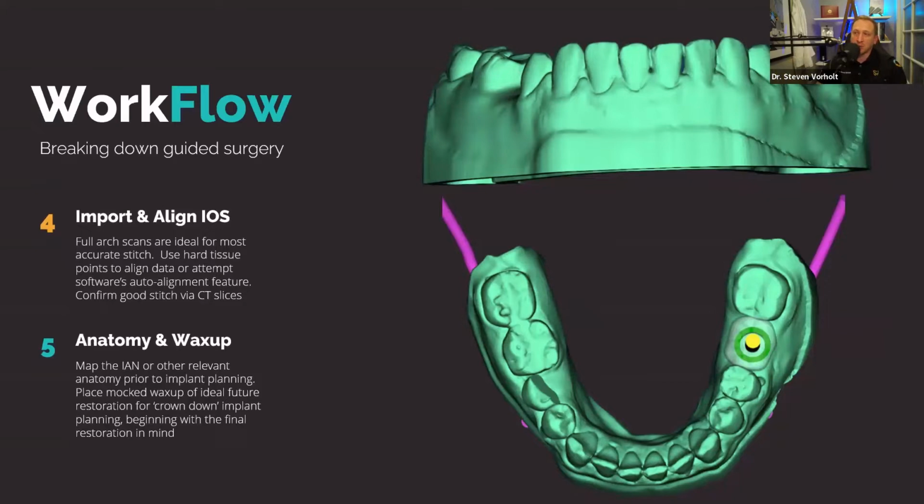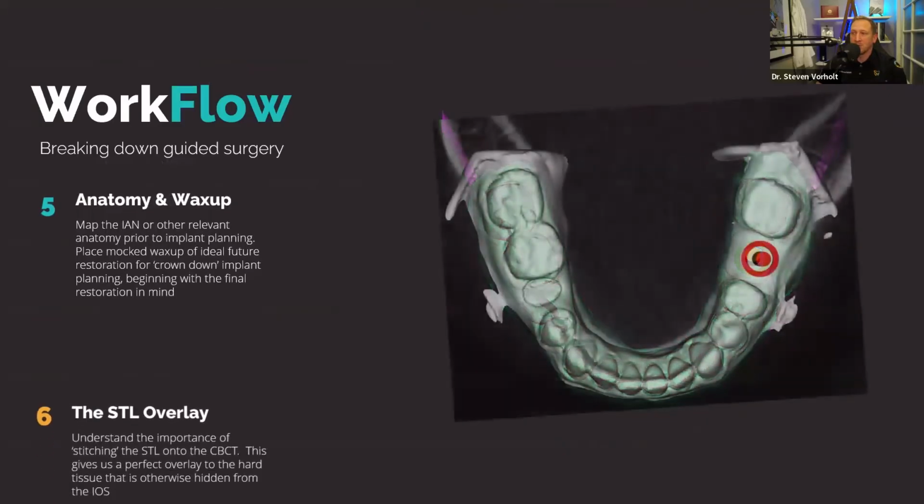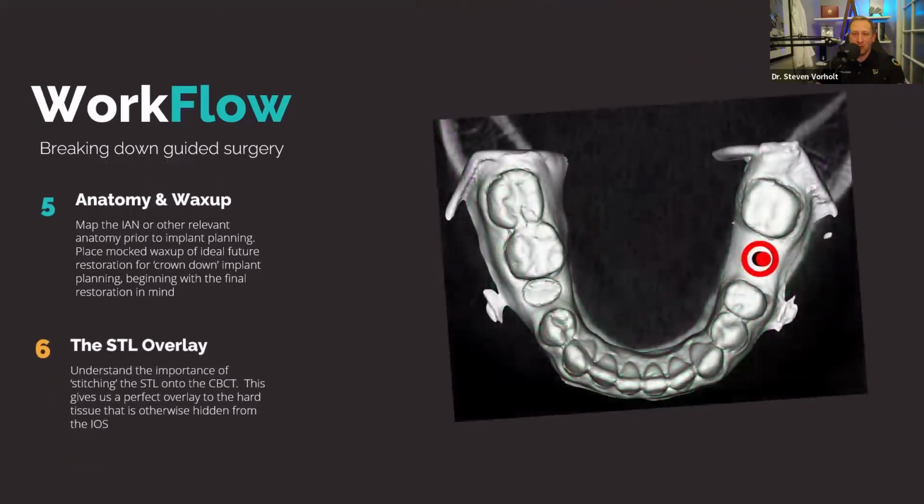So we're always planning with the final restoration in mind, previous to putting the implant in, certainly. So what do we do after that? We're going to now take the STL overlay and understand that it's very important that the stitch or the overlay of our STL, which is our intraoral scan, was very accurate to the patient's 3D data, so that when we plan things in 3D in the patient's bone, it relates one-to-one directly with the STL.